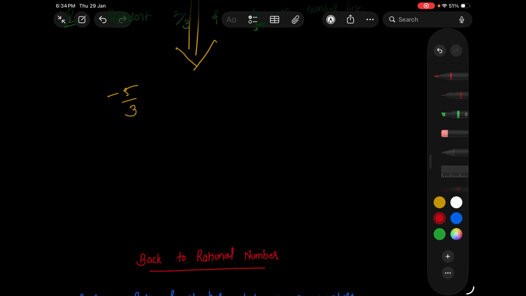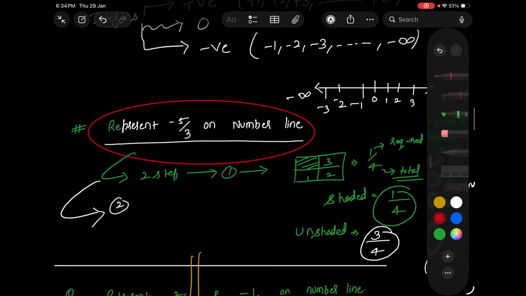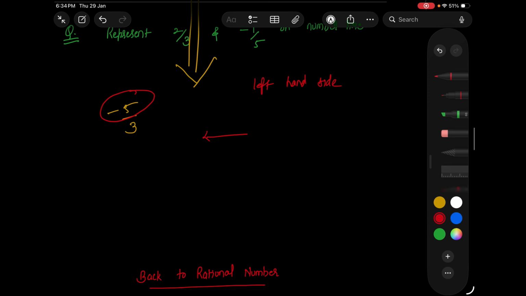This type of question, in the second step: minus 5 upon 3. First, by seeing the minus, we understand that this must be drawn on the left-hand side, because on the left-hand side we have negative numbers. So we draw this 5, that is minus 5.